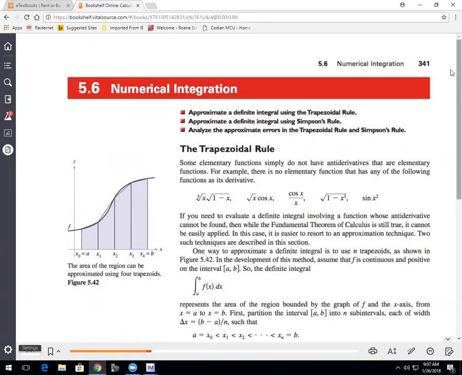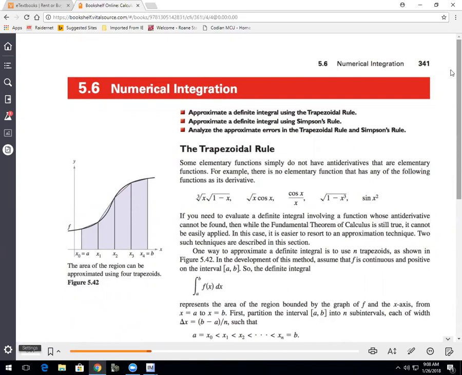Some functions like square root of x cosine x, cube root of x, square root of 1 minus x, square root sine of x squared, you can't squint hard enough to figure out those antiderivatives. And U substitution won't work to find those antiderivatives. Some functions don't have antiderivatives that are very easy to find, but we can still find the area under the curve by using numerical integration rather than finding the antiderivative.